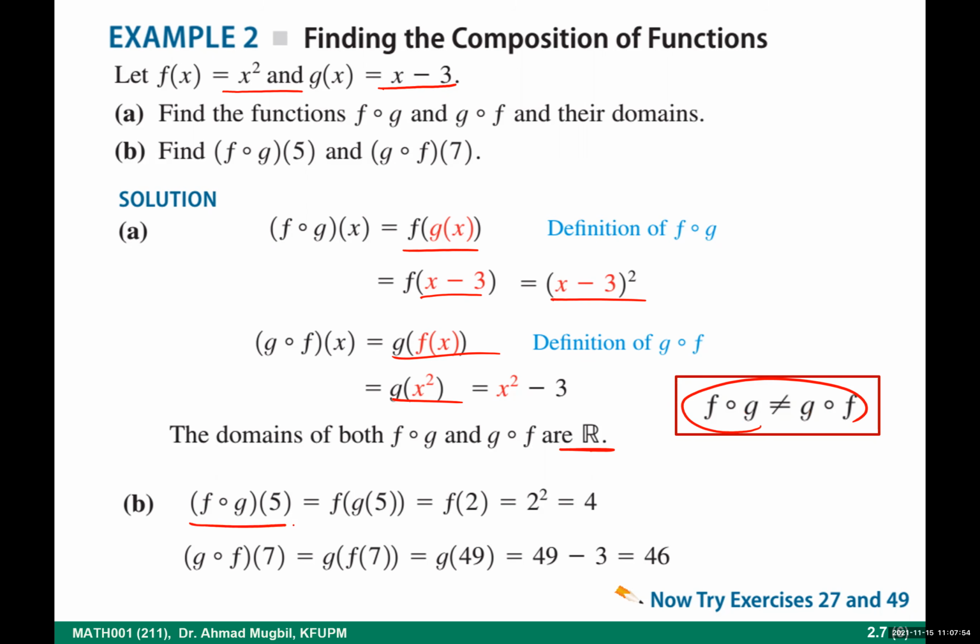How to evaluate the composition at a specific value? Apply the definition. It will be f at g of 5. What is g at 5? Evaluate g at 5. It is 2. Here it is: f at 2, evaluate f at 2. Or you can use, of course, the expression that you have from here. Just substitute x by 5 here.